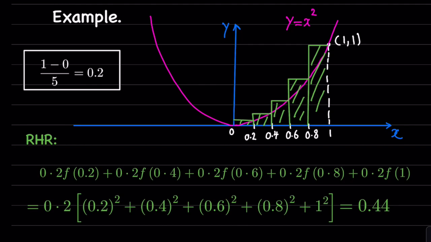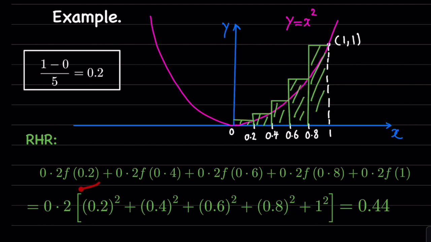Now you notice that in this example that I'm showing you, I'm using the value of the function on the right-hand side of these intervals. For example, for this fourth rectangle, the height of the rectangle is equal to the value of the function on the right-hand side of that interval. And this is generally called the right-hand rule, because I'm using the value of the function on the right-hand side as the height of these rectangles.